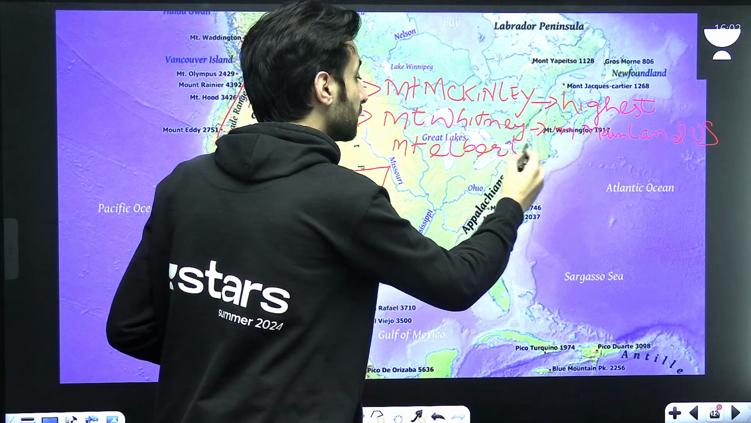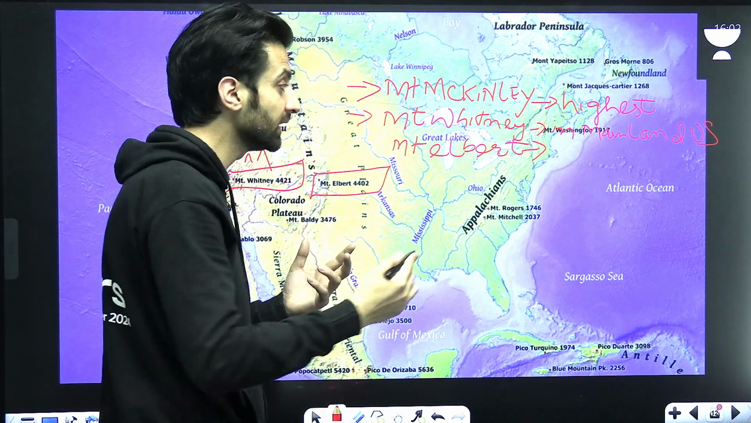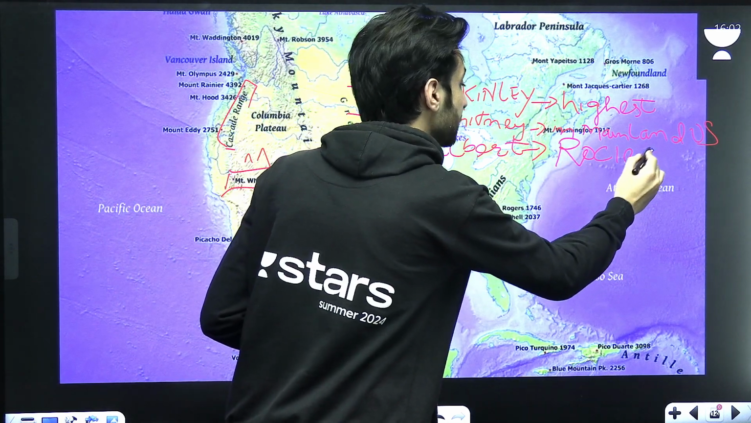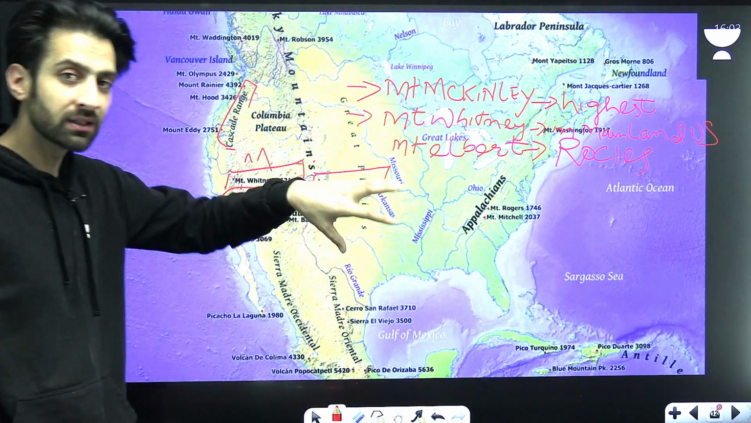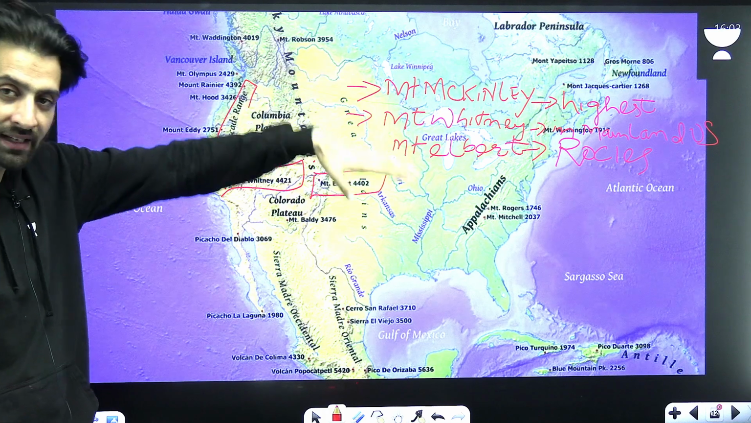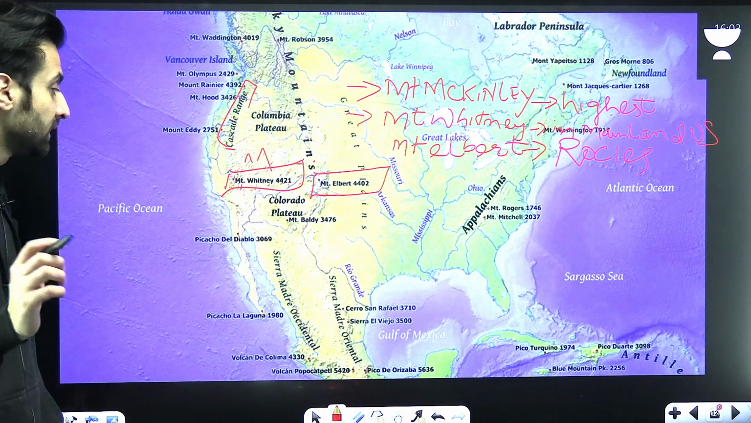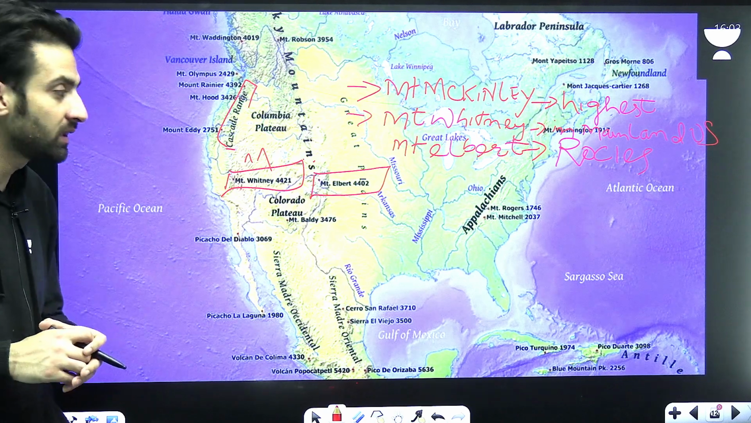And then we have Mount Elbert. Mount Elbert is the highest in the Rockies. So don't get confused between these three. One is the highest overall, one is the highest in the mainland, and one is the highest in the Rockies. These are some of the very important peaks that you need to know here.